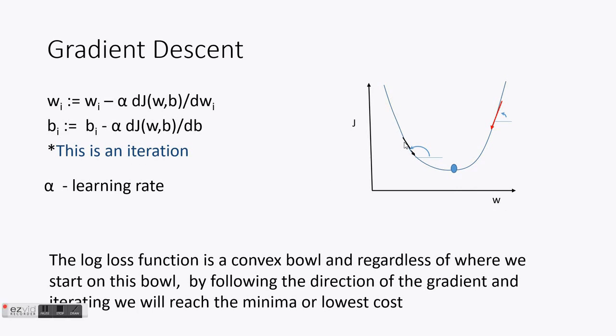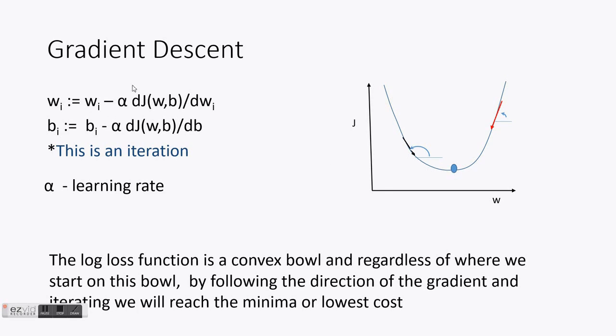Alternatively, if I had started on this side of the curve, the slope would be negative, that is dJ by dw would be negative. So here, from the current value of w_i, I would be subtracting alpha times a negative number, which will be positive. So the new w_i would be w_i plus a positive number, which will be a larger value. So I will move from left to right. Regardless of where I start on this curve, I will eventually arrive at this minima.